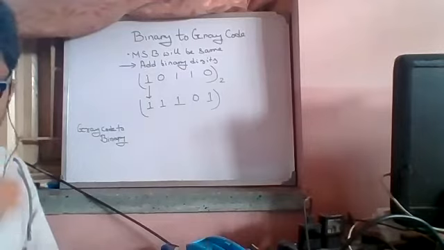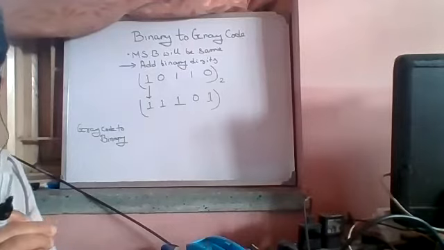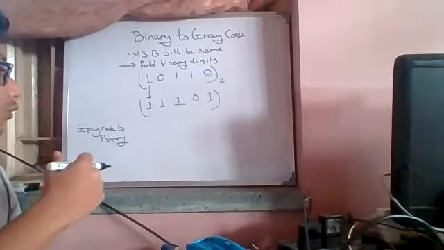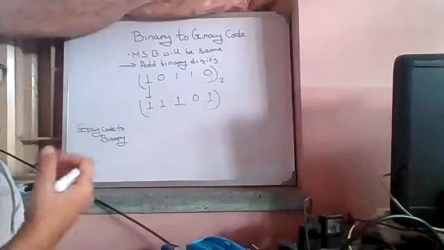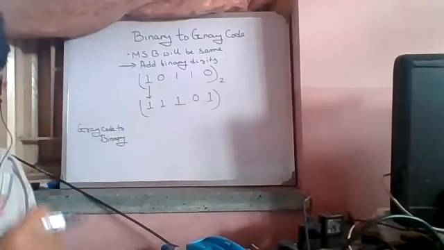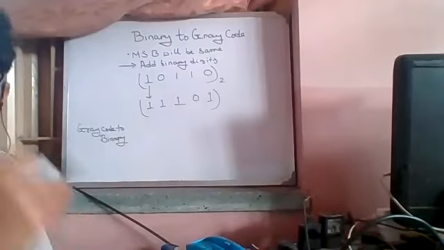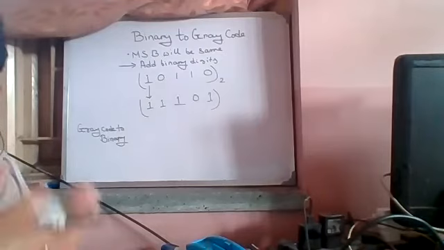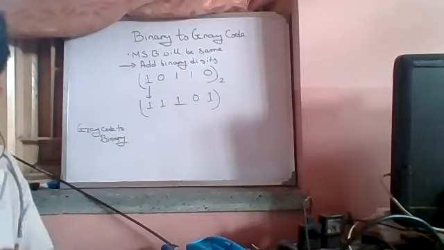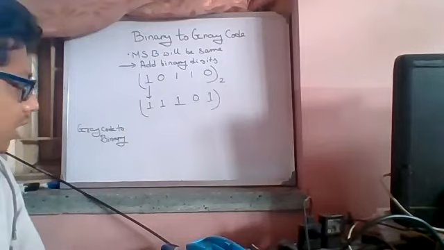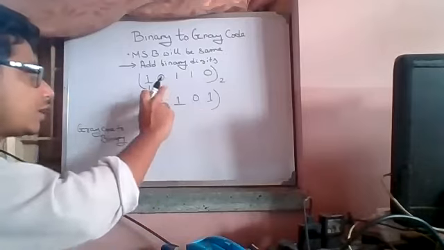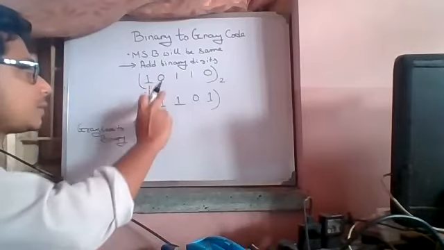Again, I'm saying add each binary digit generated, the binary digit that is generated from the gray code, because now we are going to convert gray code to binary. So each binary digit generated will be added with the gray code digit in the next adjacent position. This is my gray code again, which I have converted from binary to gray.